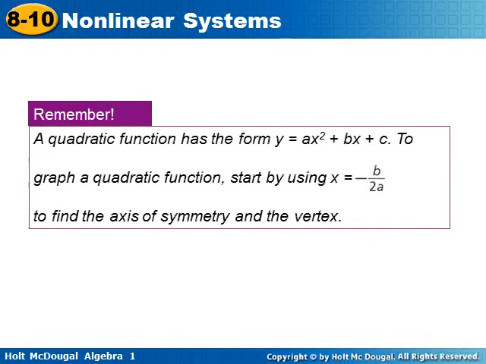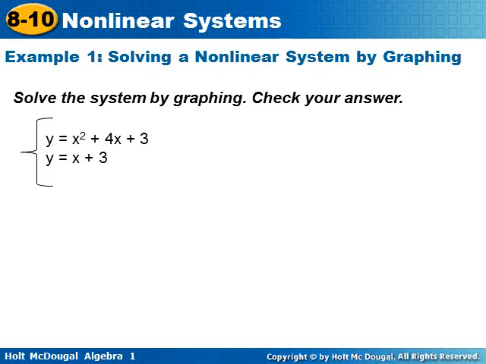Remember, a quadratic function has the form y equals ax squared plus bx plus c. To graph a quadratic function, you start by using the axis of symmetry equation, x equals -b divided by 2a, to find the axis of symmetry, and then plug that value back in and find the vertex. Solve the system by graphing, check your answer.